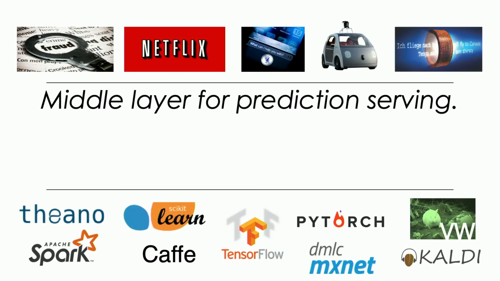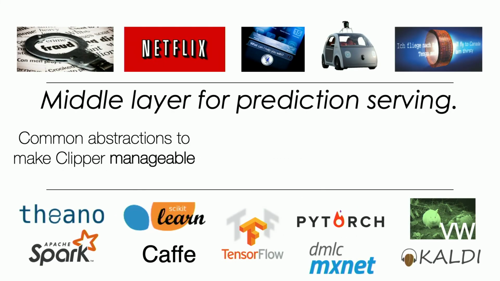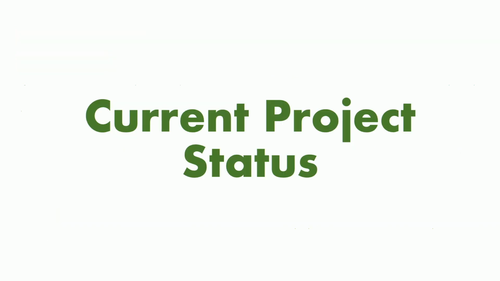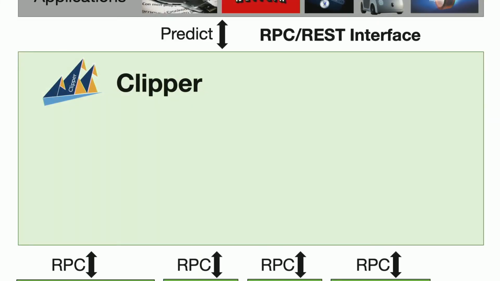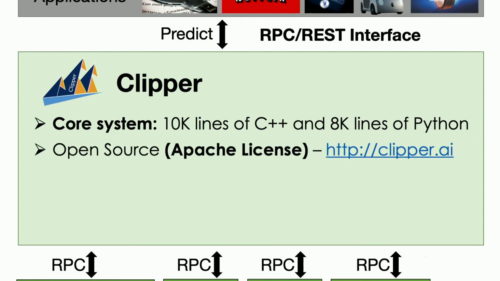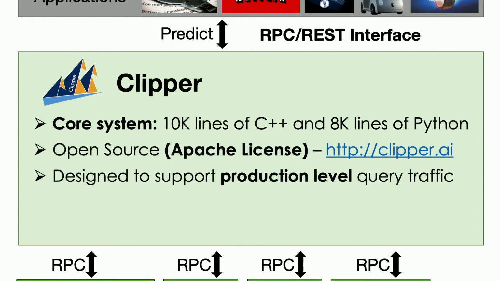So we just talked about how Clipper is this middle layer for prediction serving that has a common abstraction to make it manageable, and system optimizations to make Clipper fast, scalable, and affordable. So what's the current project status for Clipper? Clipper interposes as this middle layer, and at its core, we're only about 10,000 lines of C++ and 8,000 lines of Python. We're open source under the Apache license, and we're designed to support production-level query traffic.